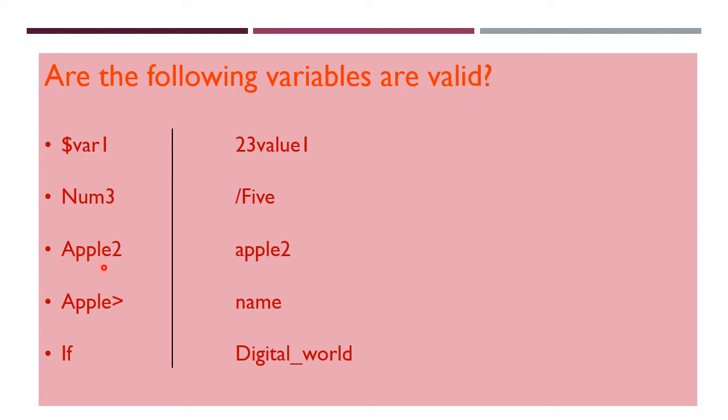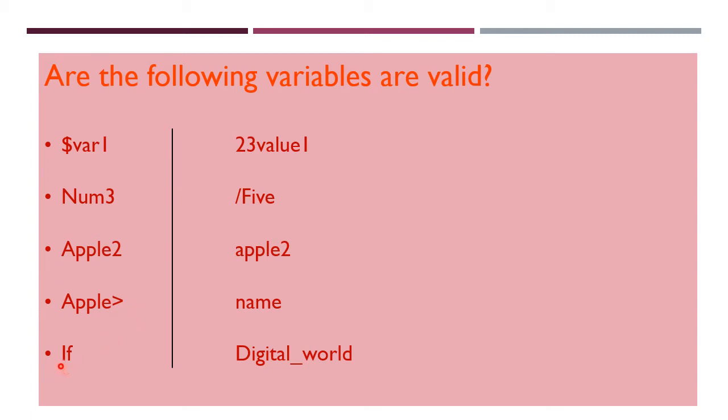Next variable name is apple2. Is this a valid variable name? Yes, this is also valid. Why? Because it consists of only uppercase letters, lowercase letters and digits. Is this a valid variable name? Apple greater than. No, this is not a valid variable name because it has used a relational operator, greater than, in its name. So it is not a valid variable name.